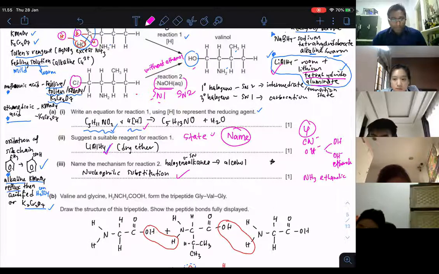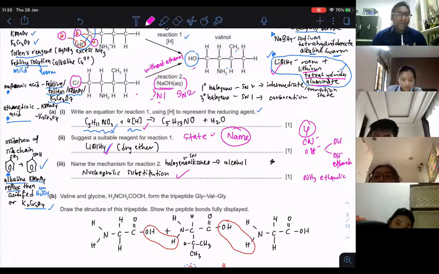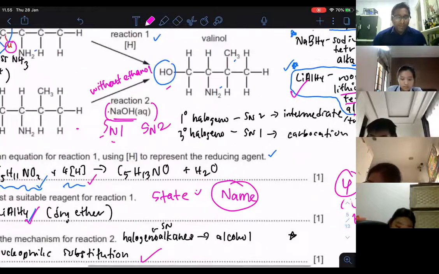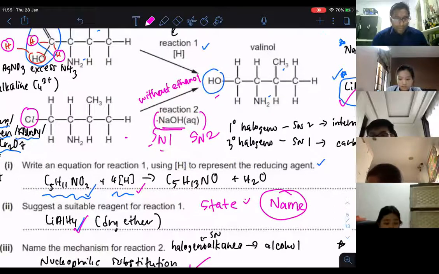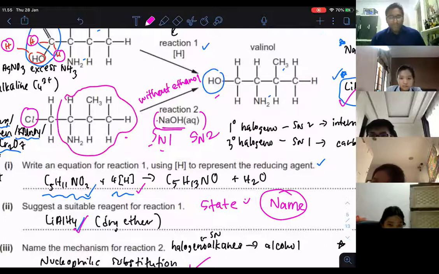What I also want to teach you here is related to halogenoalkane changing into alcohol. We have two types of mechanism, Sn1 and Sn2, so I want to use this opportunity to teach you about them. If you look over here, this is a halogenoalkane where the carbon is attached to one R group. So this is called a primary halogenoalkane.